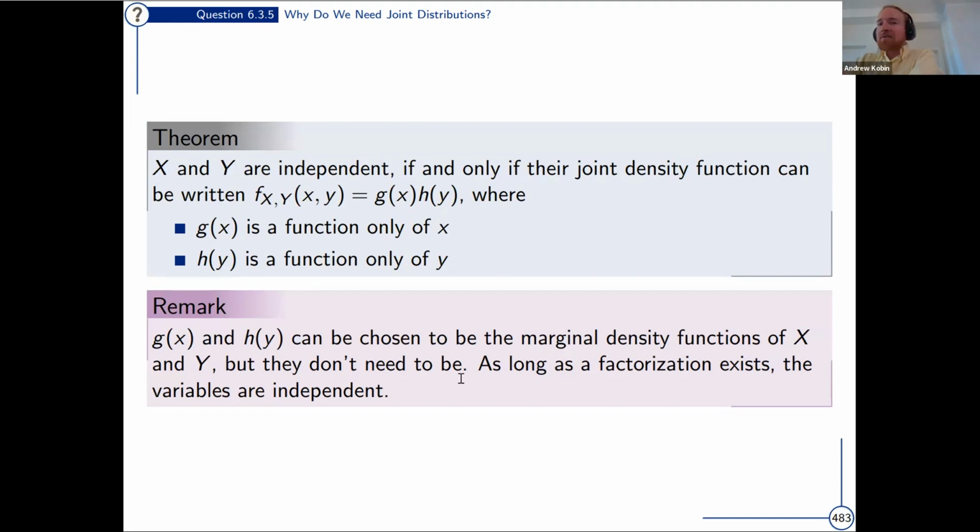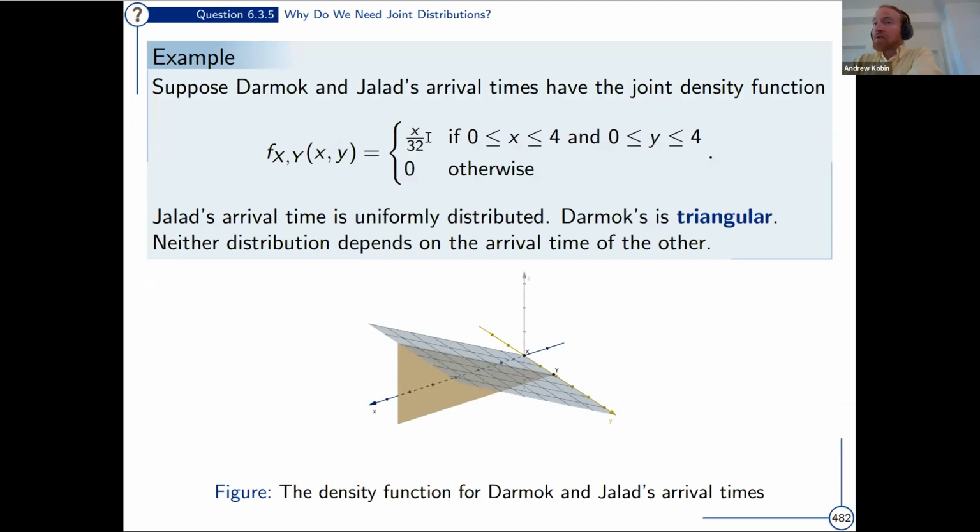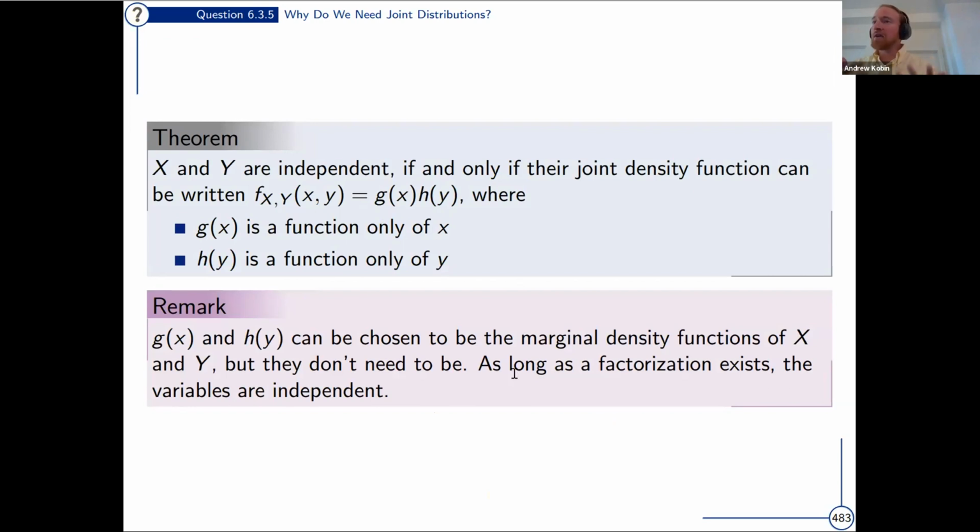Notice that they don't actually need to be exactly those marginal density functions. If we had g of x, and I'm going to go back to the previous slide to show you this, if g of x were x over 32 and h of y were just 1, we could come up with a different pair of single variable functions by moving that 32 over as a constant into the h of y expression. So we could have g of x is x and h of y is 1 over 32, and that would still give us a factorization into a product of two single variable functions that we're asking for in the theorem. So these are not unique, and they don't just have to be the marginal functions, but it's actually useful to think of the two individual functions as marginal density functions for the two variables.